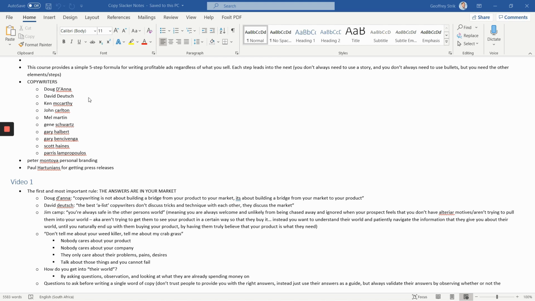So over here, as you can see, I've created a little list. You can just jot these down. That's Doug, Deanna, David Deitch, Ken McCarthy, John Colton. This is a good one. John Colton's really good at systemizing the whole copywriting process. Often you'll find that when you're learning copy, it seems very esoteric, which it doesn't really have to be the case. I think people like to make it seem a lot more complicated than it actually is, simply because they don't want to share exactly the tactics that they use to get the results that they've gotten.